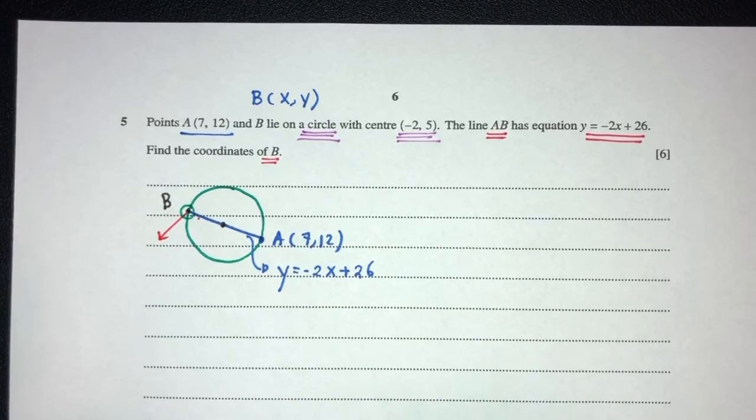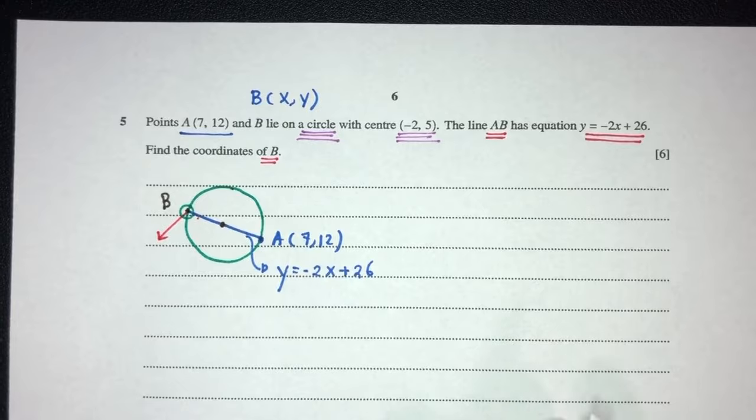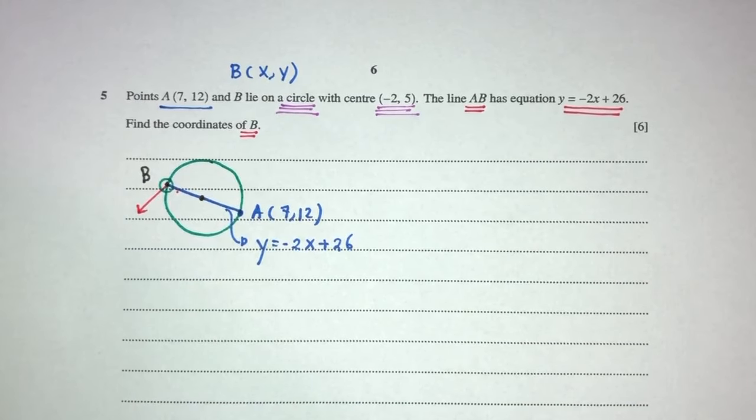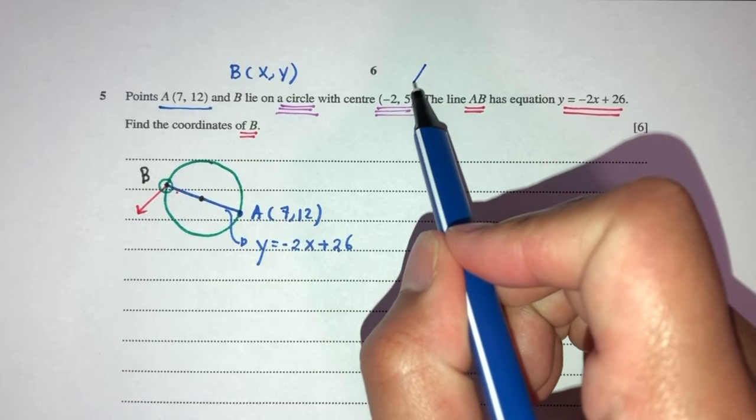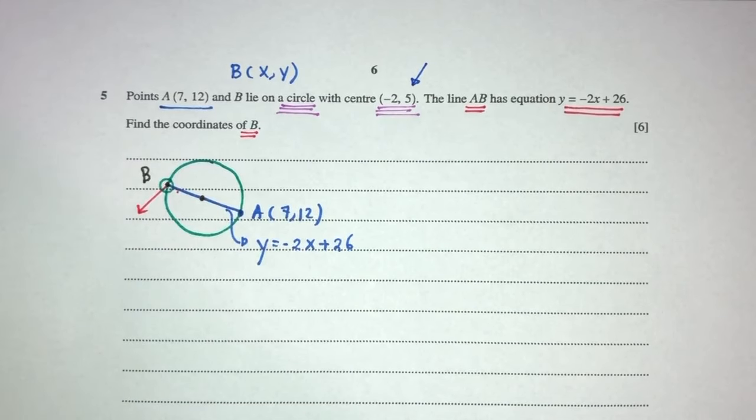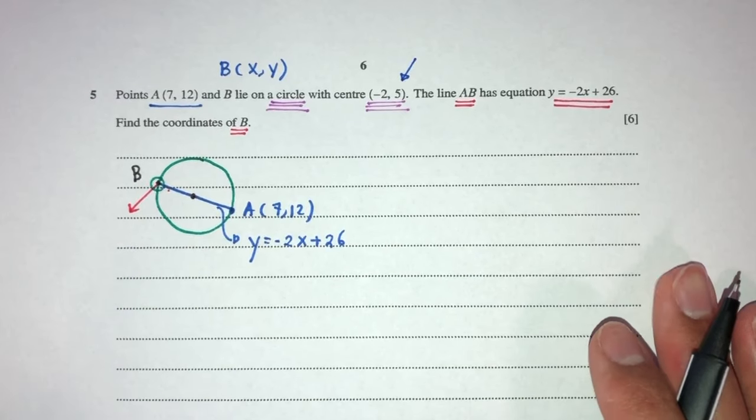So we have to find the equation of a circle to begin with. So how do you find the equation of a circle? We have to have the center, which is given to you. Perfect. Now we just have to know how to find this. So usually this is how it looks like.